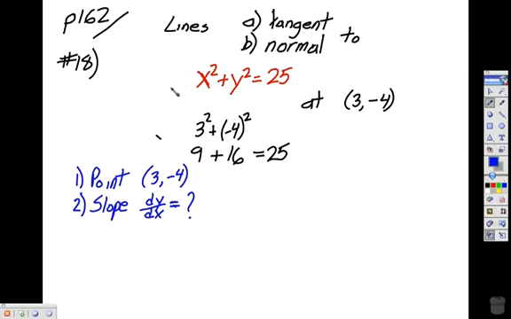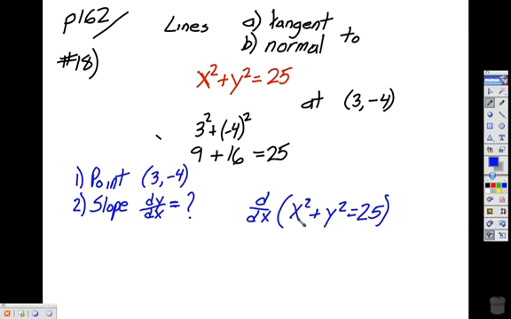Unfortunately, our equation is not written in y equals form. It's not explicit. It's an implicit relationship between these two. So we can't just take the derivative and walk away. We have to use implicit differentiation. But this one's not bad. We're going to take the derivative of the entire equation, one term at a time.